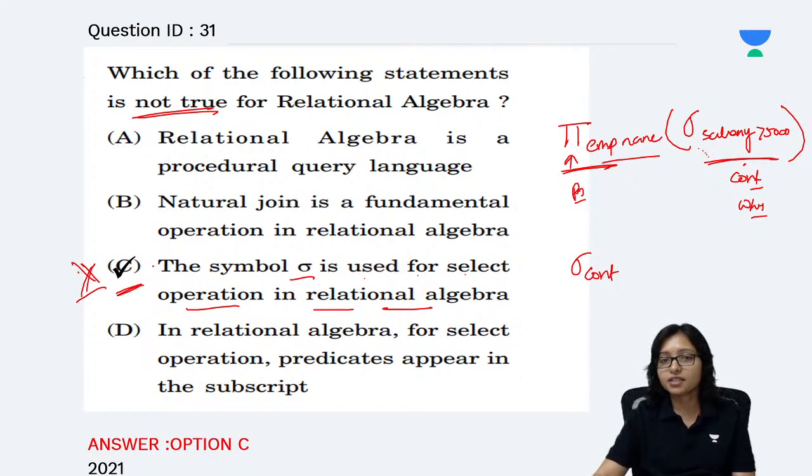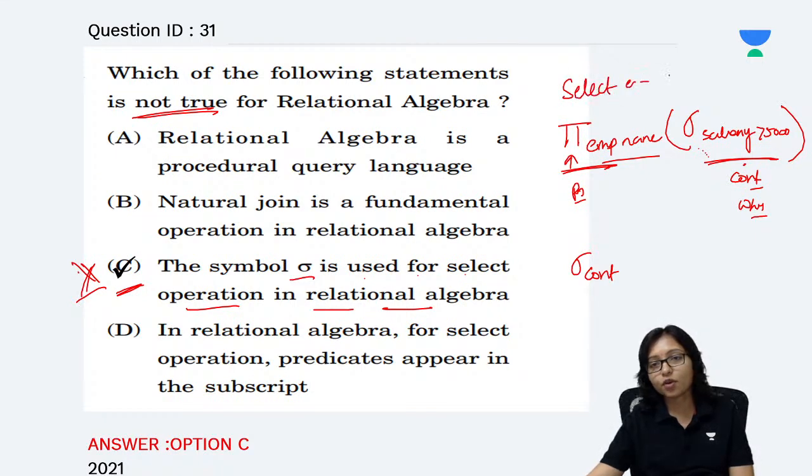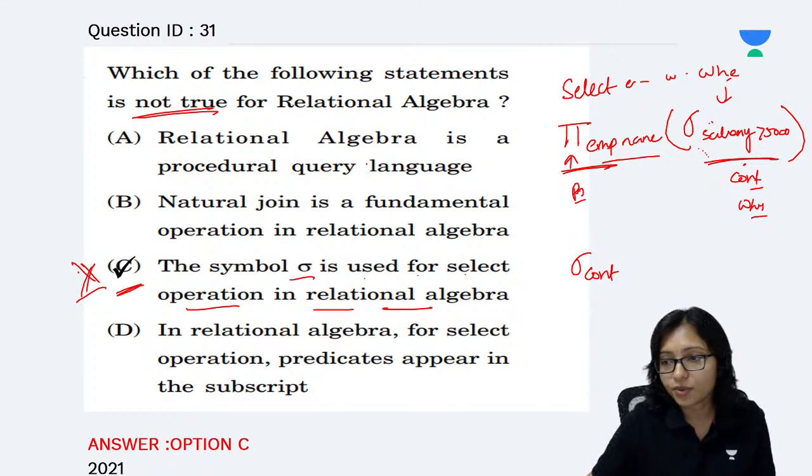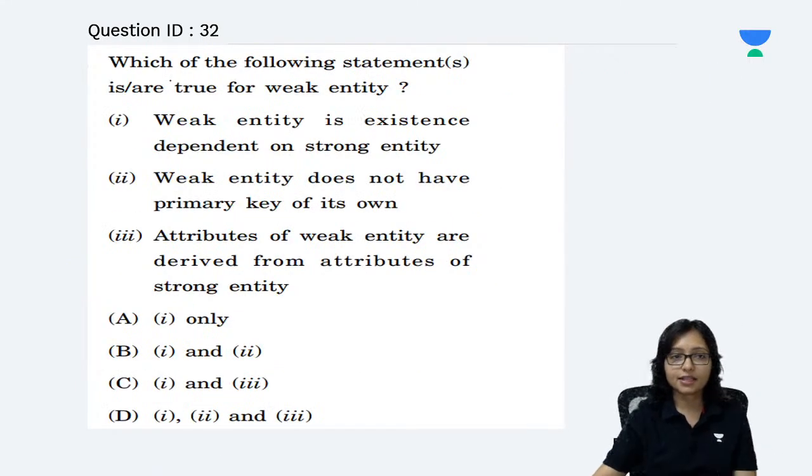The answer is option C. Clear? When I am writing this in SQL, it will be select employee name from something where. This is the where clause we are writing here. So that's why your answer will be this one. I hope it is clear. Now the next one.